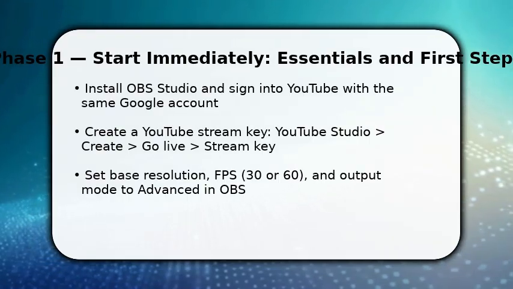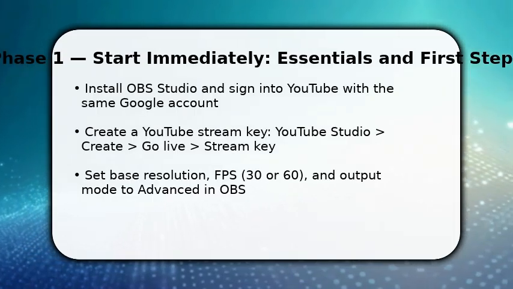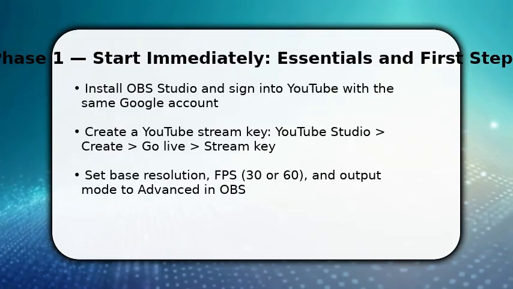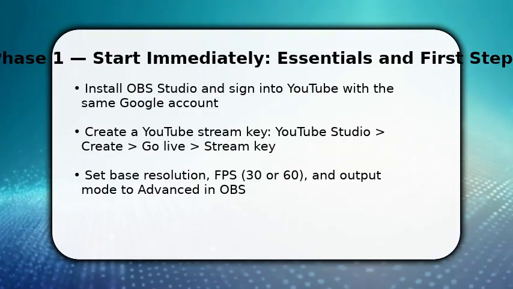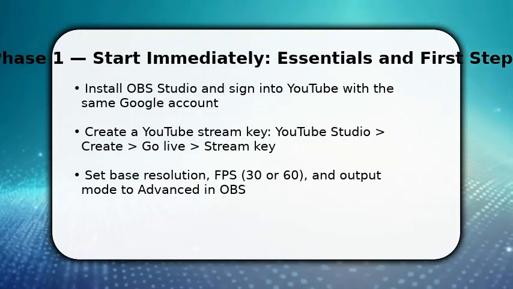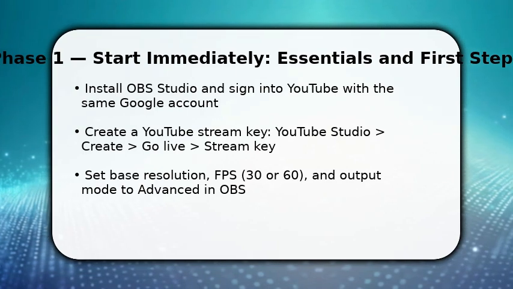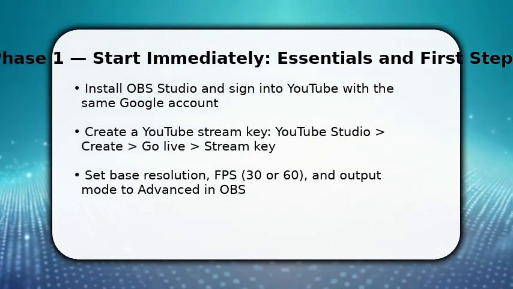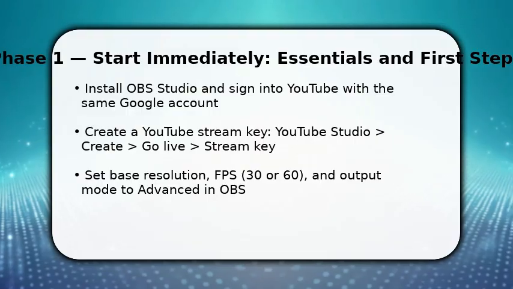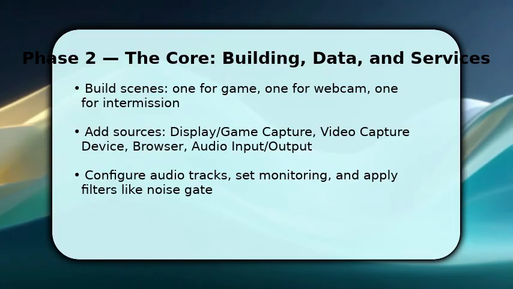Choose X264 or NVENC. X264 uses CPU, NVENC uses NVIDIA GPU. Set an initial bitrate, 500 kbps for 1080p 30, higher for 60 fps. Once done, paste your YouTube stream key into OBS settings stream so OBS can authenticate and begin sending video to YouTube.